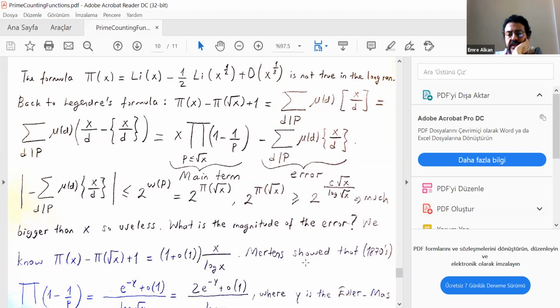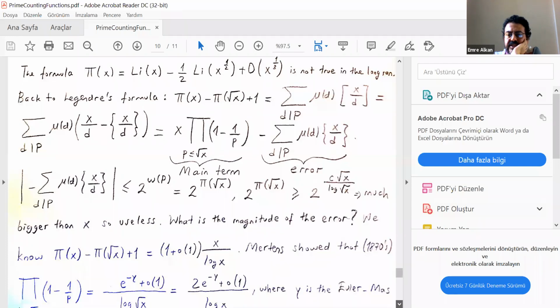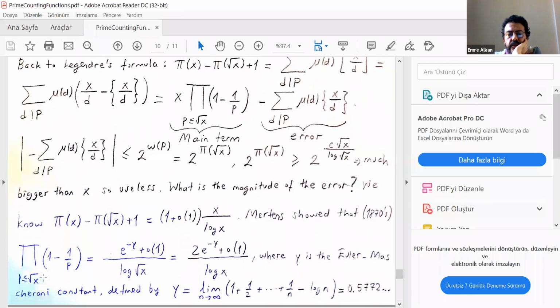Now, I should recall at this point another historical result due to Mertens from the 1870s. Mertens studied the asymptotic behavior of such products over primes, and that becomes handy here. So with his formula, we can say that this product that we need here, we just plug √x into Mertens' formula. So this is e to the minus γ plus little o of 1, over log √x.